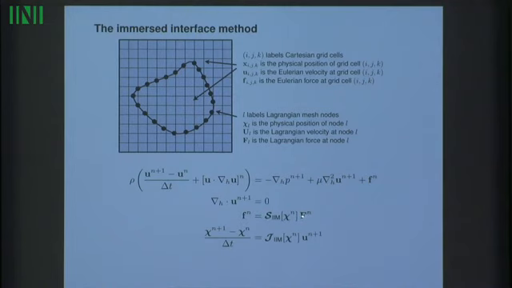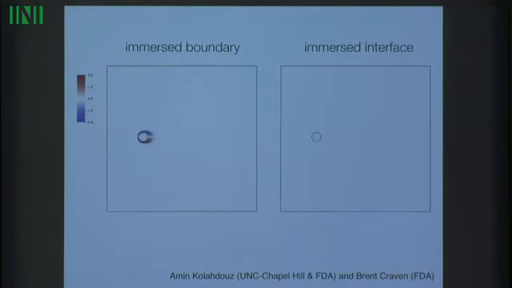I have some operator that goes from forces on the interface and gives me forces on the background grid. And I have a comparable operator that goes from velocities on the background grid to velocities on the interface. So it sort of is doing the job of spreading forces, solving Navier-Stokes equations, interpolating velocities.